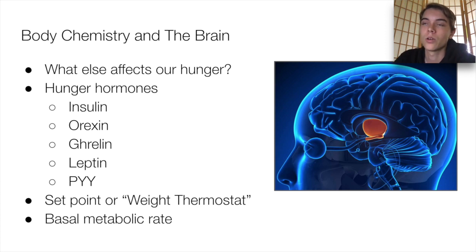And then orexin is created by the hypothalamus, which stimulates hunger once the blood sugar drops to a certain level, because you need to have a balance in your blood sugar. So the insulin gets rid of it, and then the orexin tells you to put more into your system and have a balance. And then ghrelin is a hunger hormone that is produced by the stomach when it's empty.